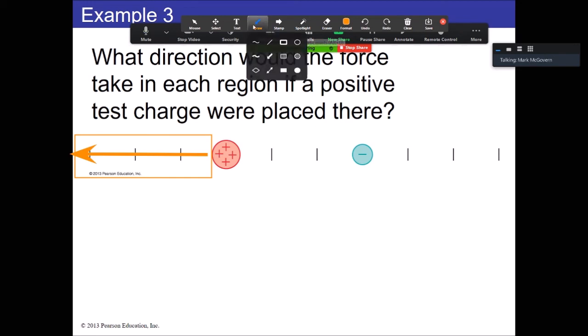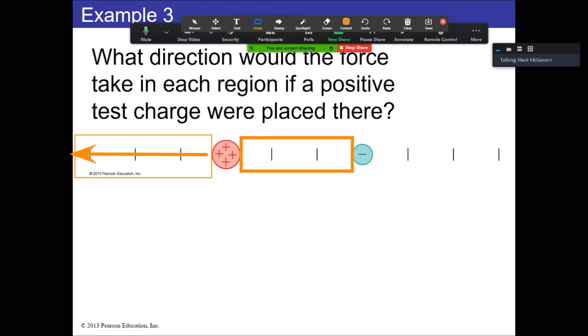All right. Next region to investigate. The next region to investigate is the region in between them. What's going to happen here? Well, if I put a positive charge down, it's going to be repelled by the positive charge, and it's going to be attracted by the negative charge. Well, that's great, because that's always something that will be to the right.